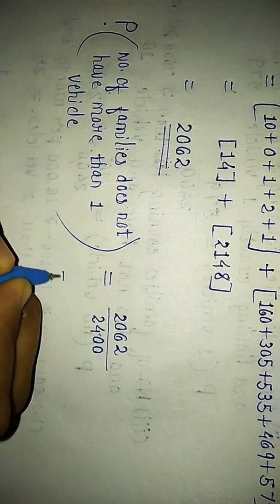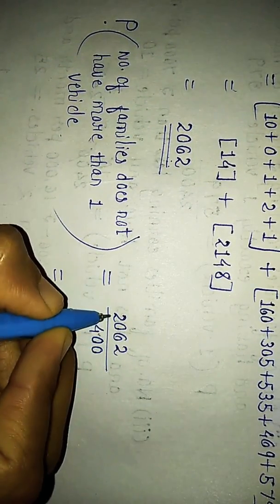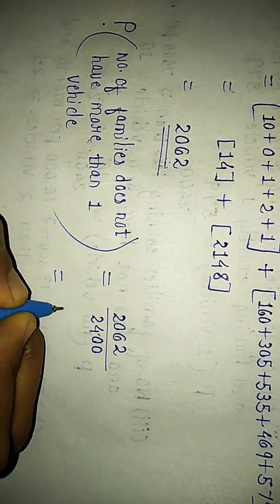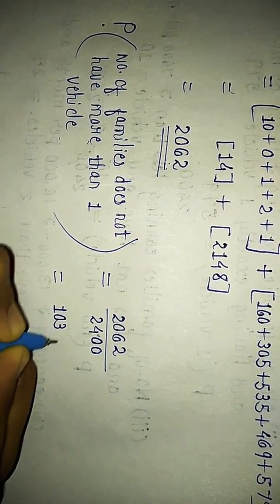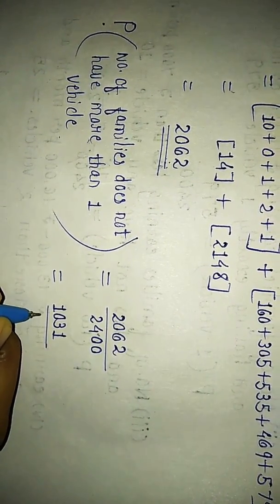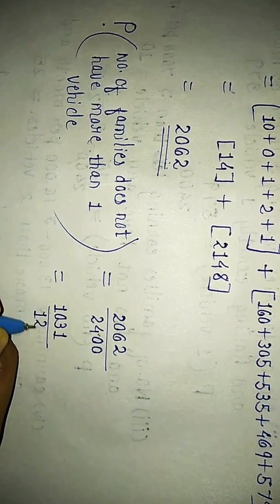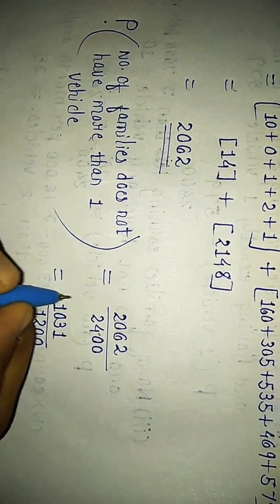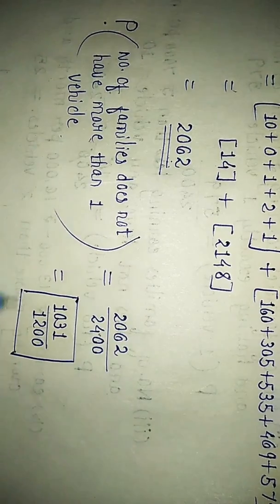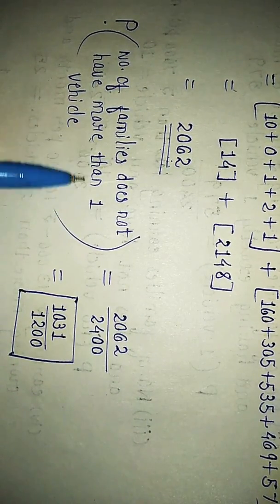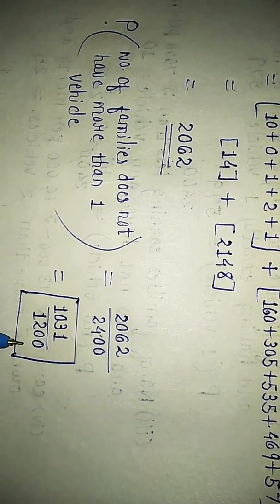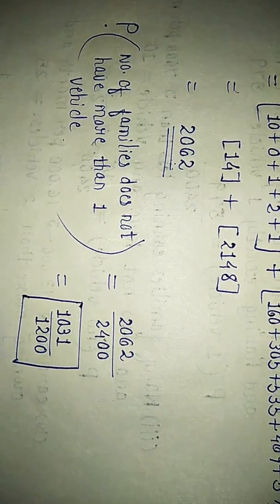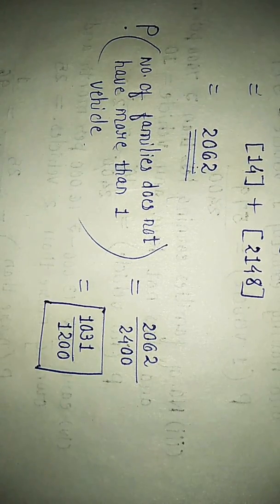Now, if you will simplify this further, this is divisible by 2, this is divisible by 2. You will get answer 1031 divided by 1200. So this is answer for probability of the families does not have more than 1 vehicle. This is answer. Here we completed question number 5. Thank you.